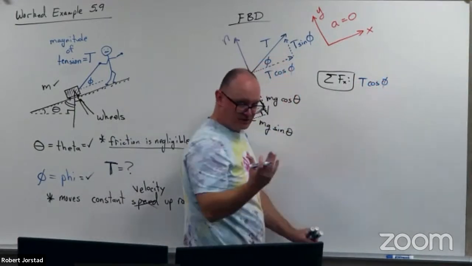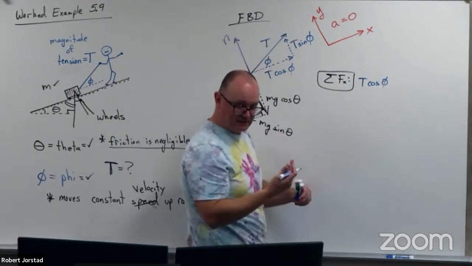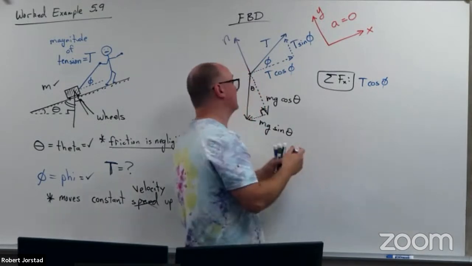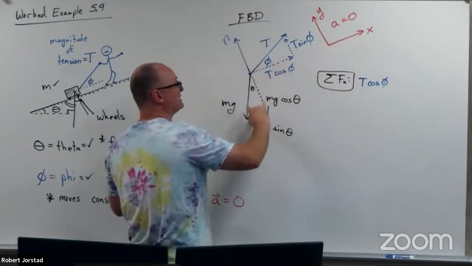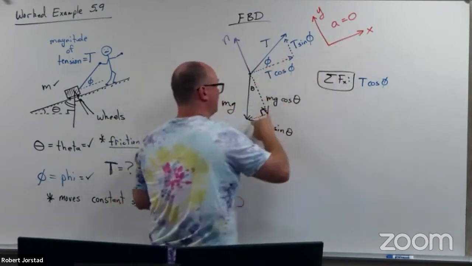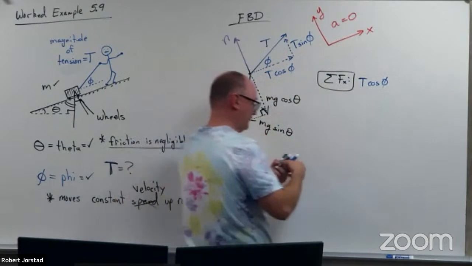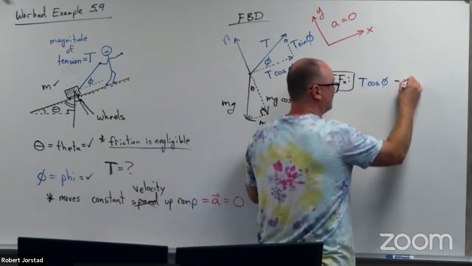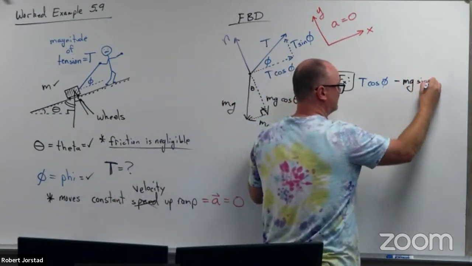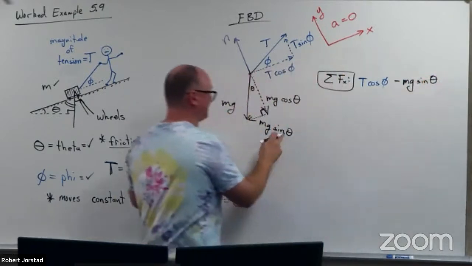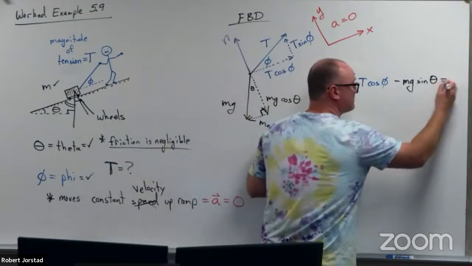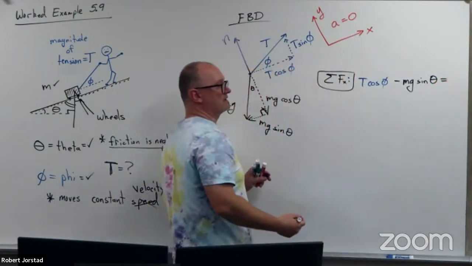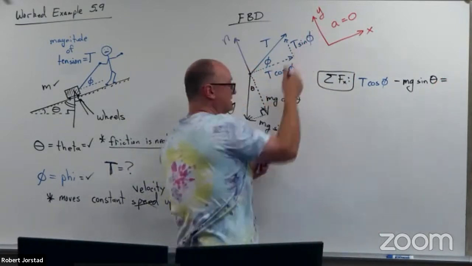If you want to try and finish the rest, pause the video and then check and see if you got the same as me. Here we go. T cos phi, that's the positive. Now I'm going to do the mg sine. That's negative, right? Negative. Theta, that's a theta. This is a phi. Oh boy, I better pay attention. In this particular problem, sum of forces equals ma. a is 0.